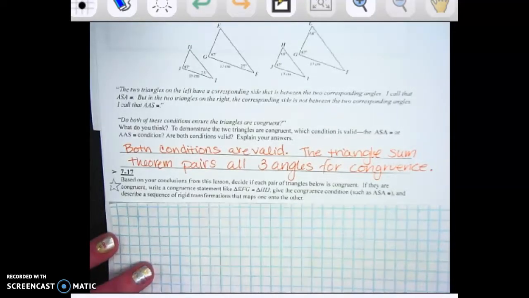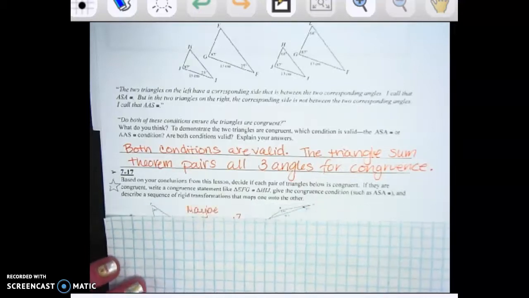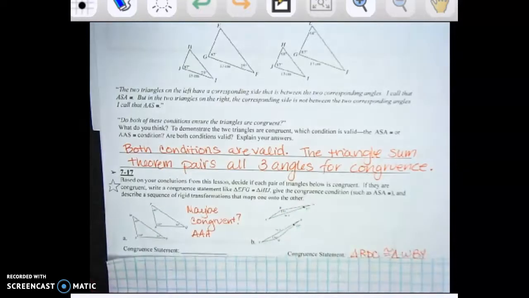So the rigid transformations, like what we did on Friday with the key lock puzzle, who can tell me, there's 3, who knows at least one of them? Translation, reflection, rotation. Good. So we're looking for a translation, a rotation, or a reflection. All right, so let's look at part A.